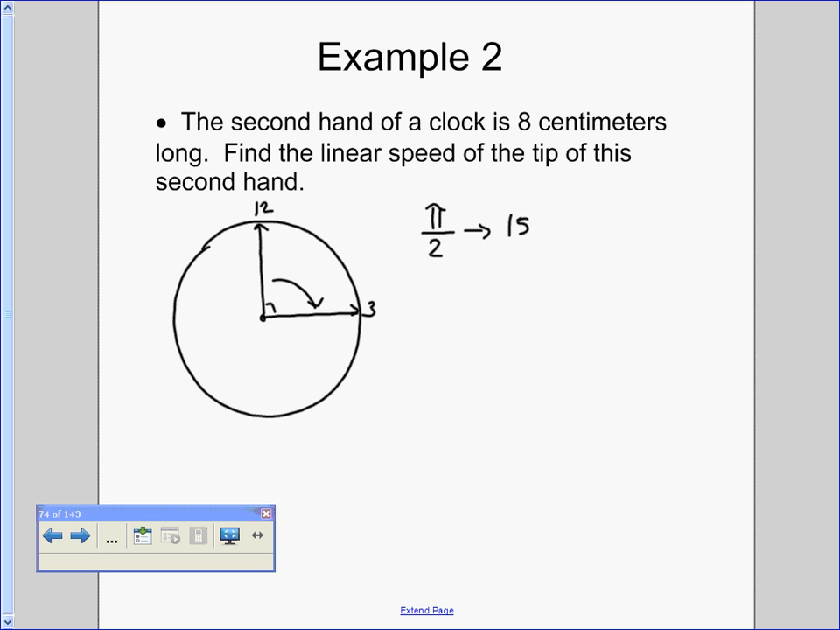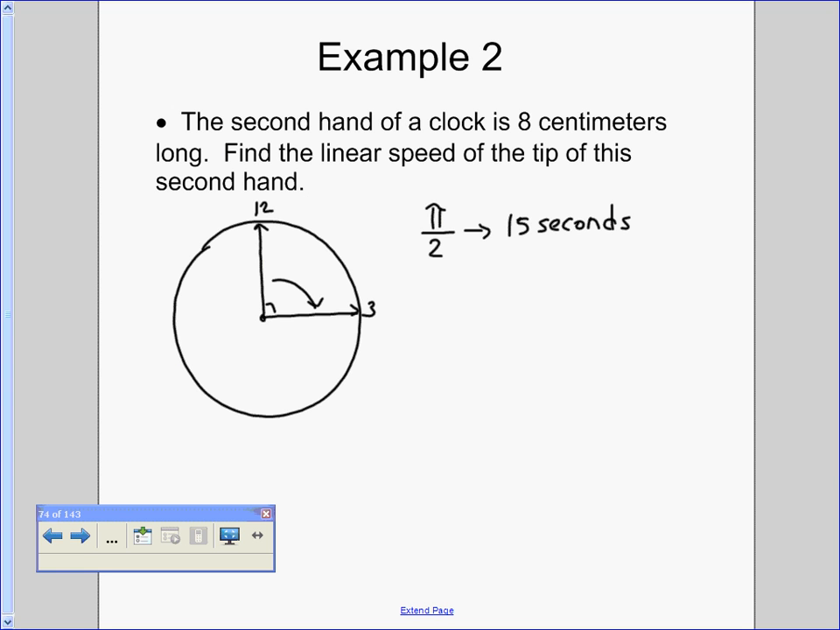Now, you didn't have to use the pi over 2. You could have also said, okay, pi, and it could have gone to the 6 and chosen to use 30 seconds. So either way is fine. So pi over 2 is going to take us 15 seconds to make that move.